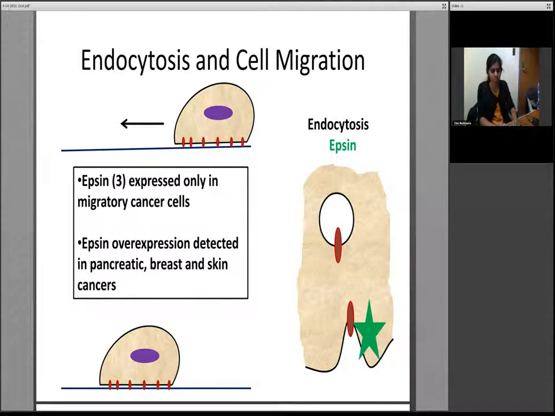And why are we specifically looking at epsin in endocytosis? It is because epsin is specifically found to be overexpressed in migratory cancer cells. And additionally, epsin has been abnormally found to be overexpressed in other invasive cancers, which means more metastatic cancers such as pancreatic, breast, and skin cancers.